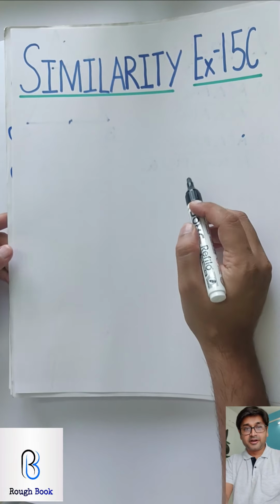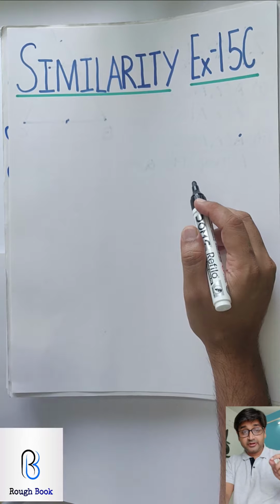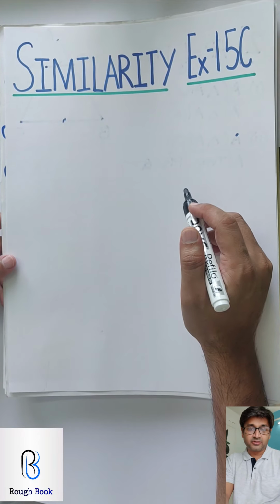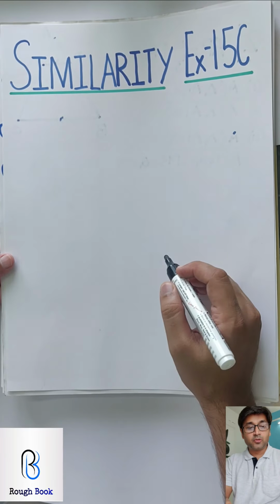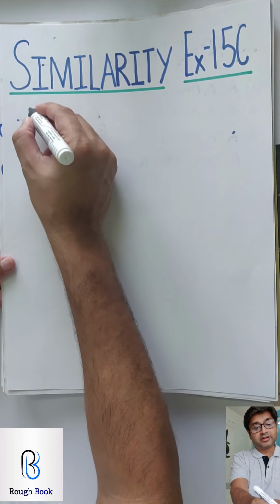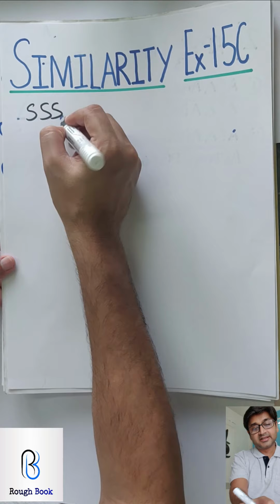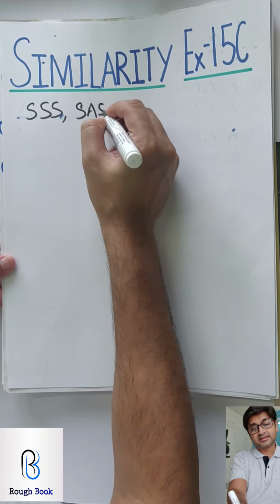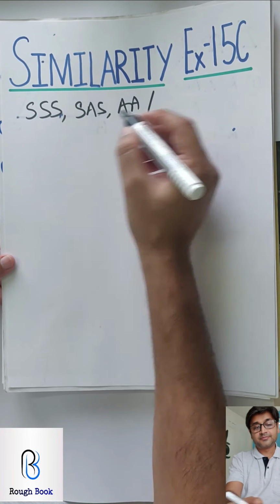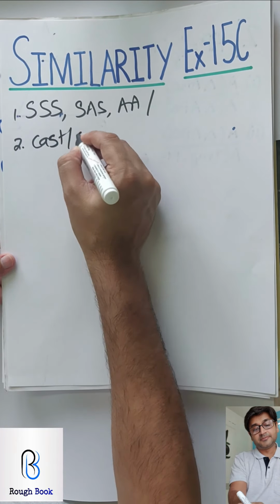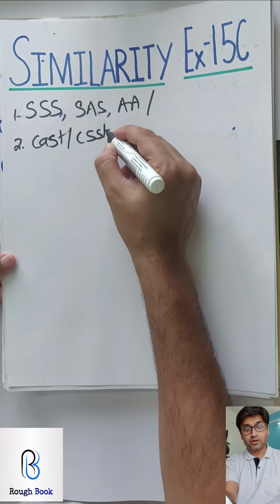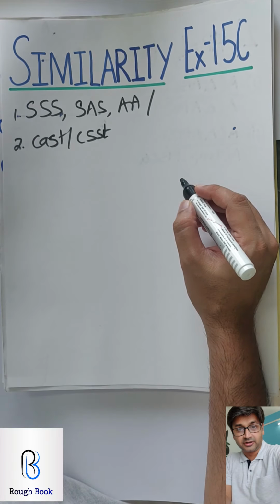Hi, we're getting into similarity exercise 15C. 15C is the most important exercise of the entire topic because everything is going to get covered over here. So till now, what did we learn? First we learned about tests of similarity: SSS test, SAS test and AA test. That's the first thing we learned. The second thing we learned was CAST, CSST. I hope you remember that by now, you've not forgotten it, right?